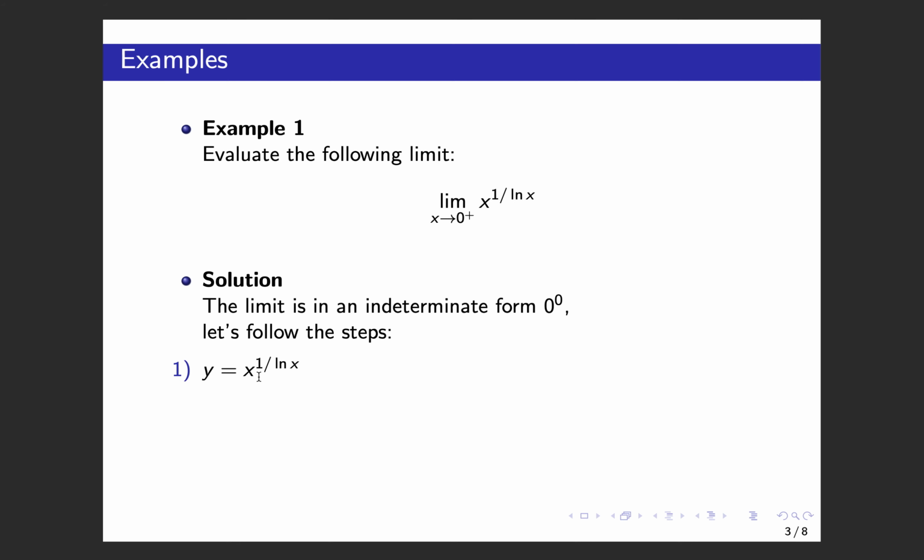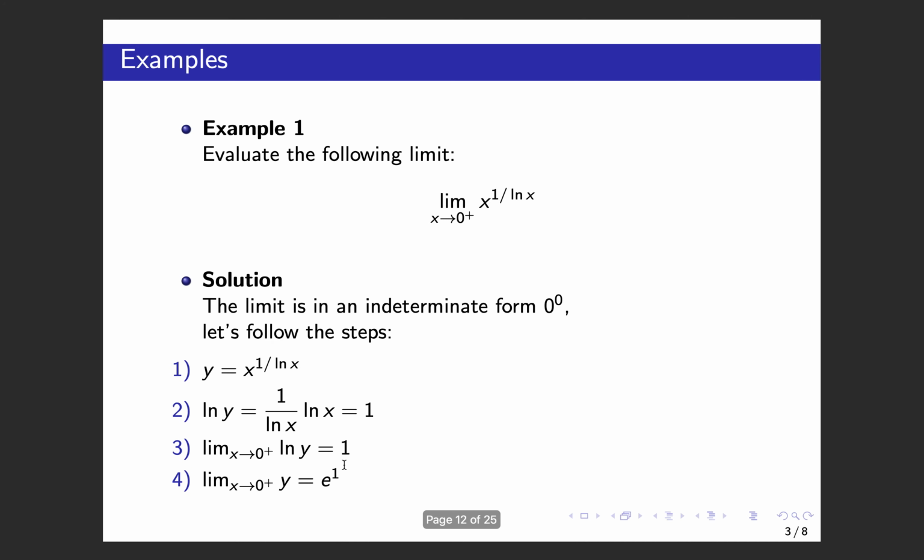So we set y equals x to the 1 over ln x. Because we are on the right side of 0, this is always positive. So I can take the natural log to get 1 over ln x times ln x, and since we are close to 0 from the right side, ln x is different than 0, so this is equal to 1. So this function is equal to 1 when we are close to 0 from the right side. Now we take the limit, which will be exactly 1 when x approaches 0 from the right side.